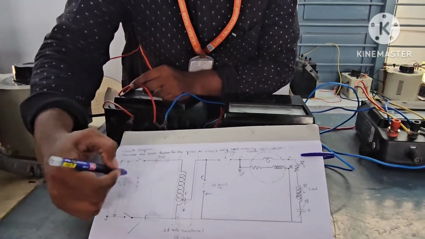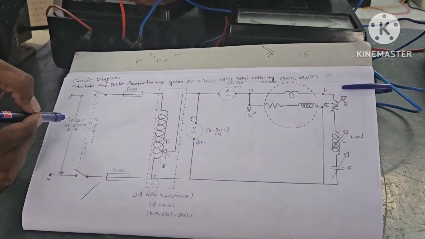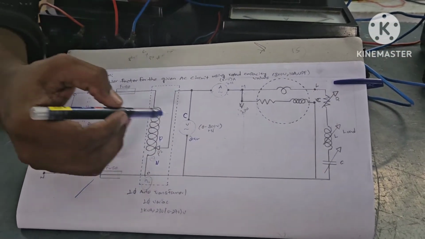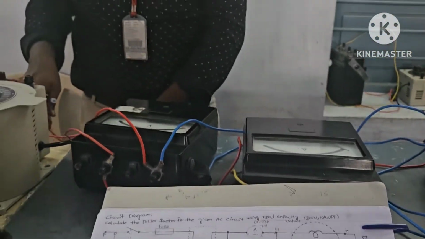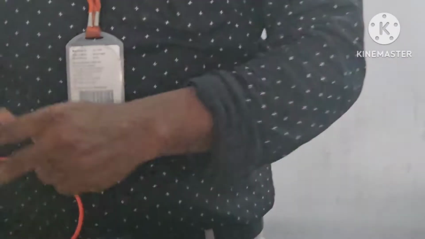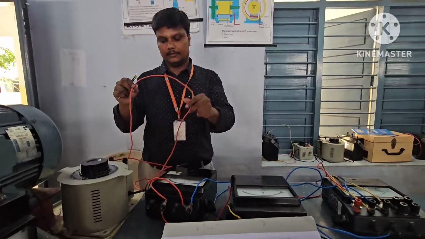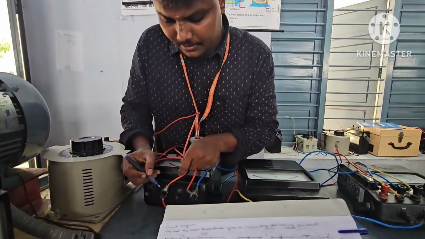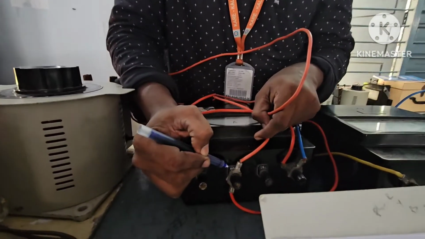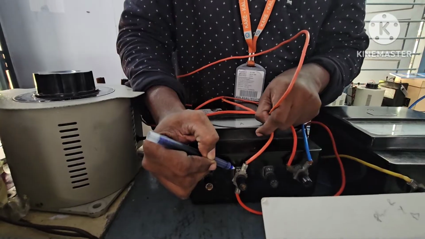And then the auto transformer neutral, I am connecting to the voltmeter 300 volt terminal. Why? Because we are supplying single phase, and single phase means 230 volt. So for that I am choosing the 300 volt range in my voltmeter. Now I am connecting the auto transformer neutral to the voltmeter 300 volt terminal. You can see the voltmeter 300 volt terminal.